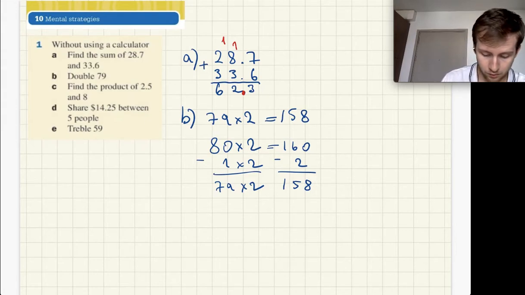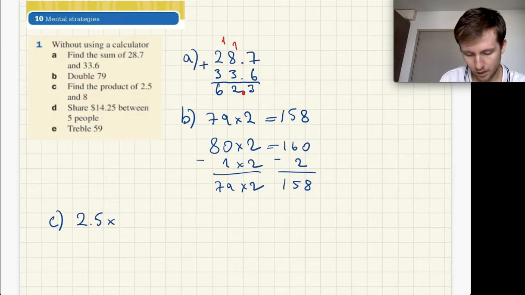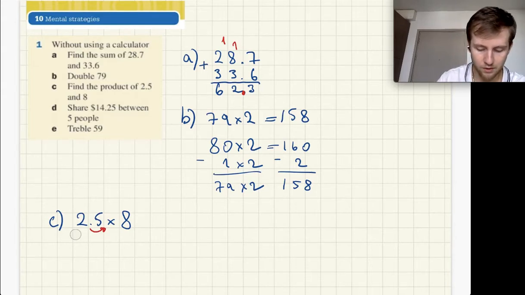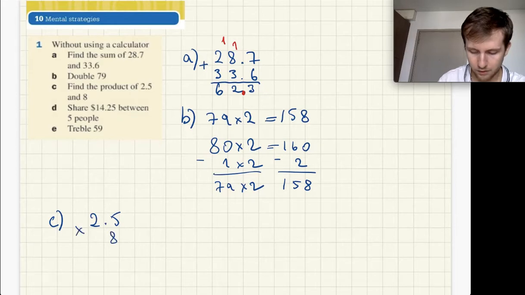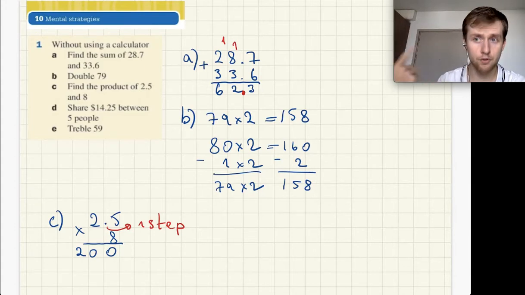Number 3, find the product of 2.5 and 8. So 2.5 times 8. One more method that I'm using for myself is I take the point out and I count how many steps did I take it out. So 2.5 times 8. I take it out and I count. I took it one step out, and now we can do 25 times 8, just like it would be a normal multiplication. So 25 times 8 is 200, but now we have to return this point.